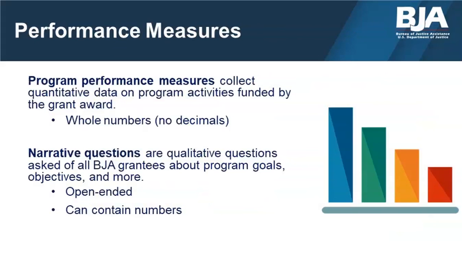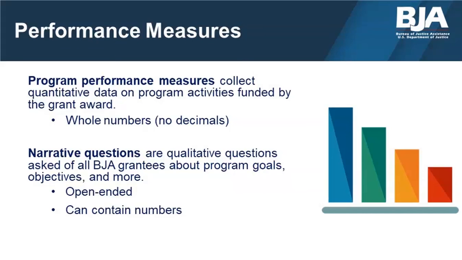As mentioned in the earlier part of the training, the questions in the PMT are made up of two main categories. The first is the quantitative program performance measures. This is where you enter the numeric data you collected over the course of the reporting period. For example, how many dollars were spent on law enforcement equipment during this reporting period? The second section are the qualitative narrative questions.